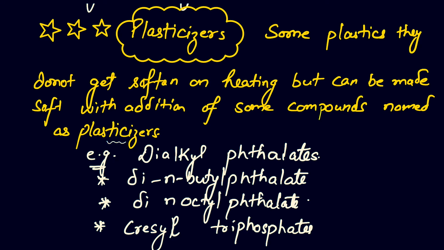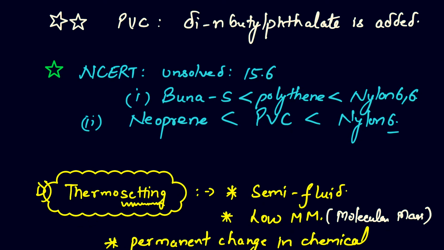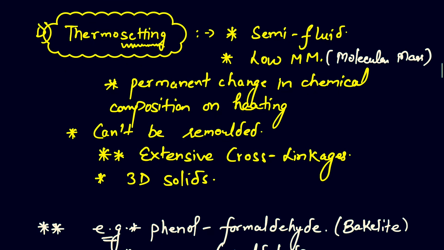Examples of plasticizers include dialkyl phthalate, di-n-butyl phthalate, di-n-octyl phthalate, and cresyl triphosphate. So in PVC, during the polymerization process, di-n-butyl phthalate is added. There is basically a question given in NCERT based on the order of the molecular forces present in different polymers. So nylon 6,6 will have a maximum force of attraction.